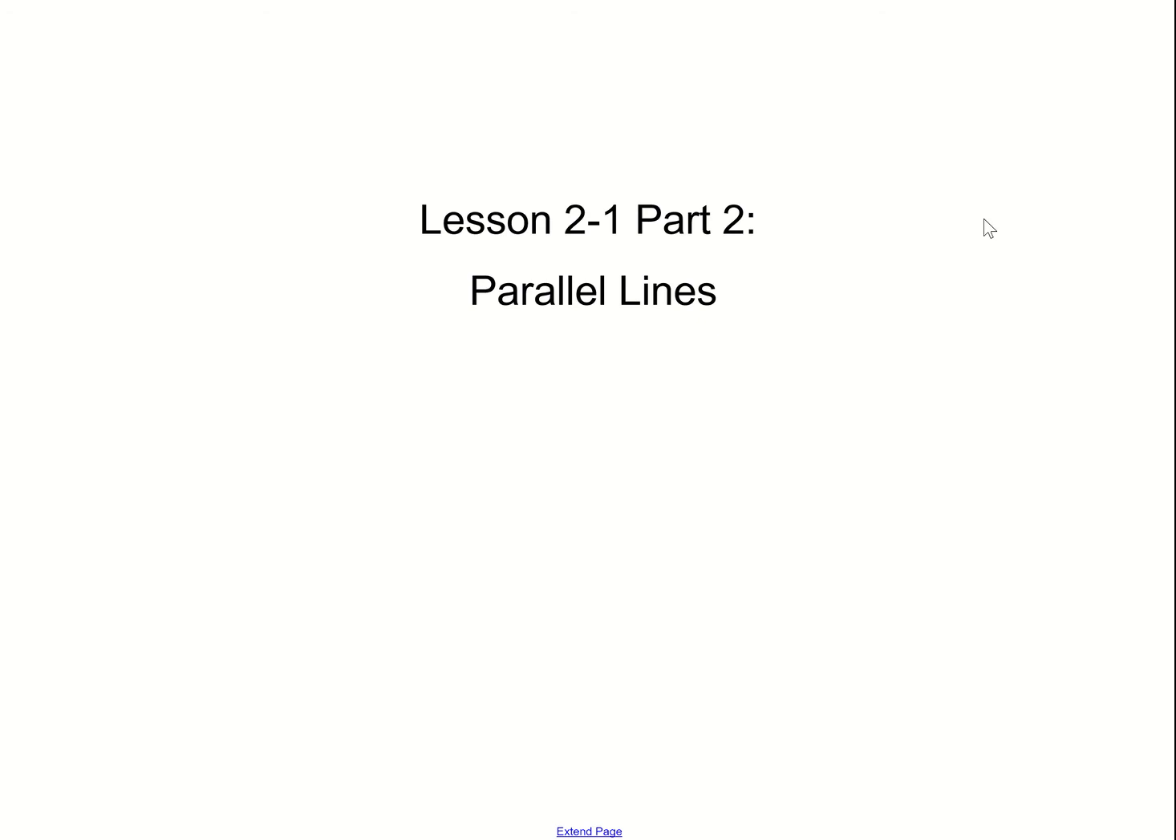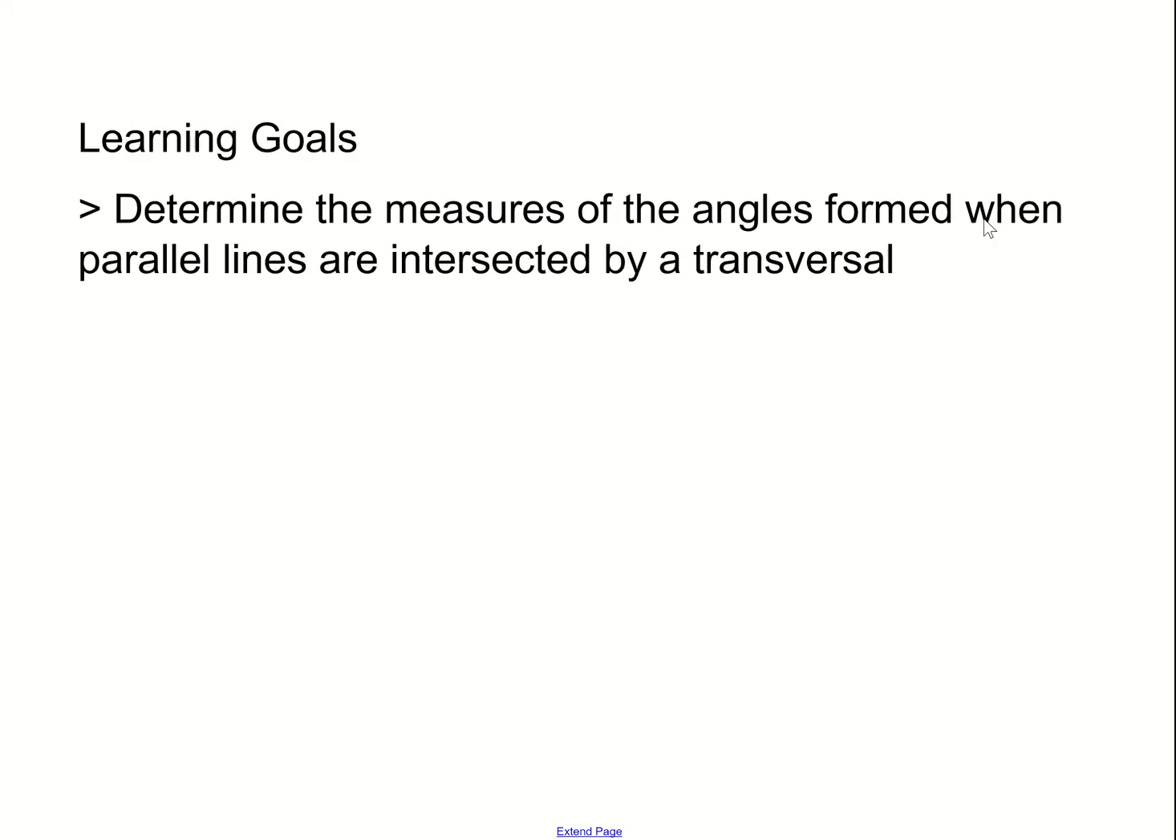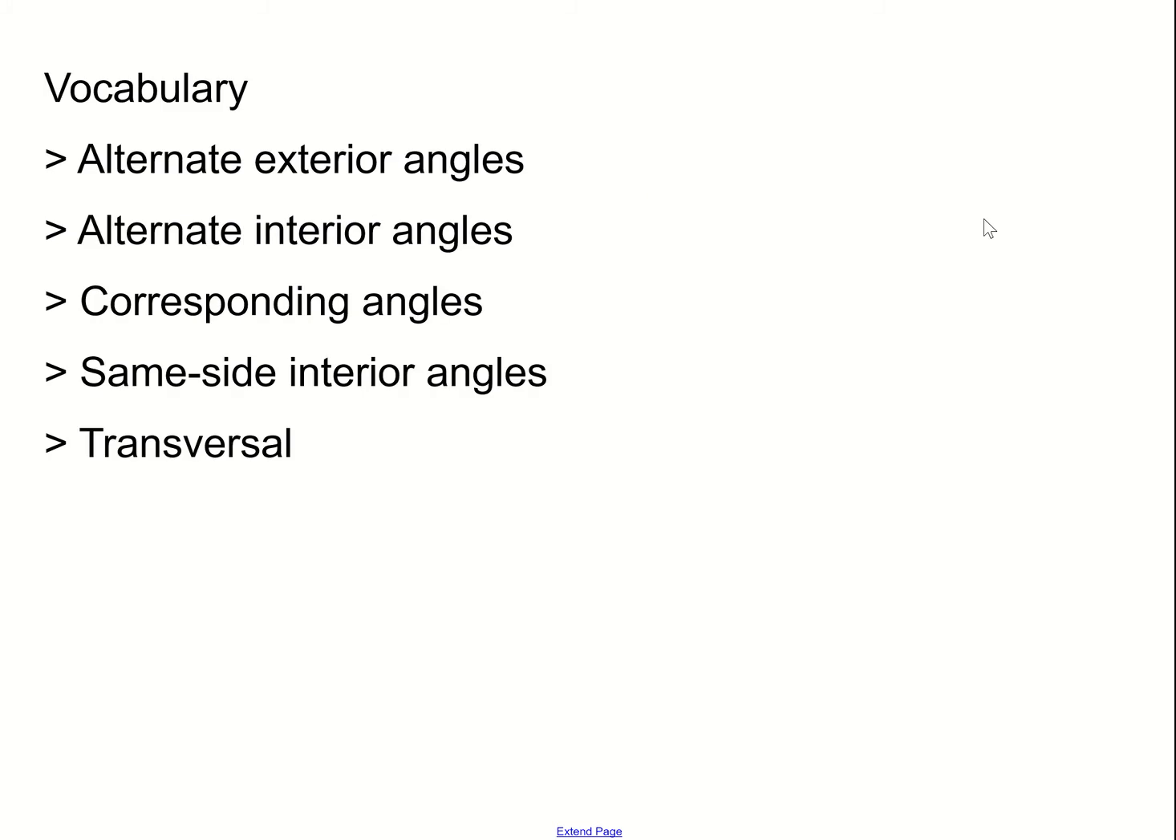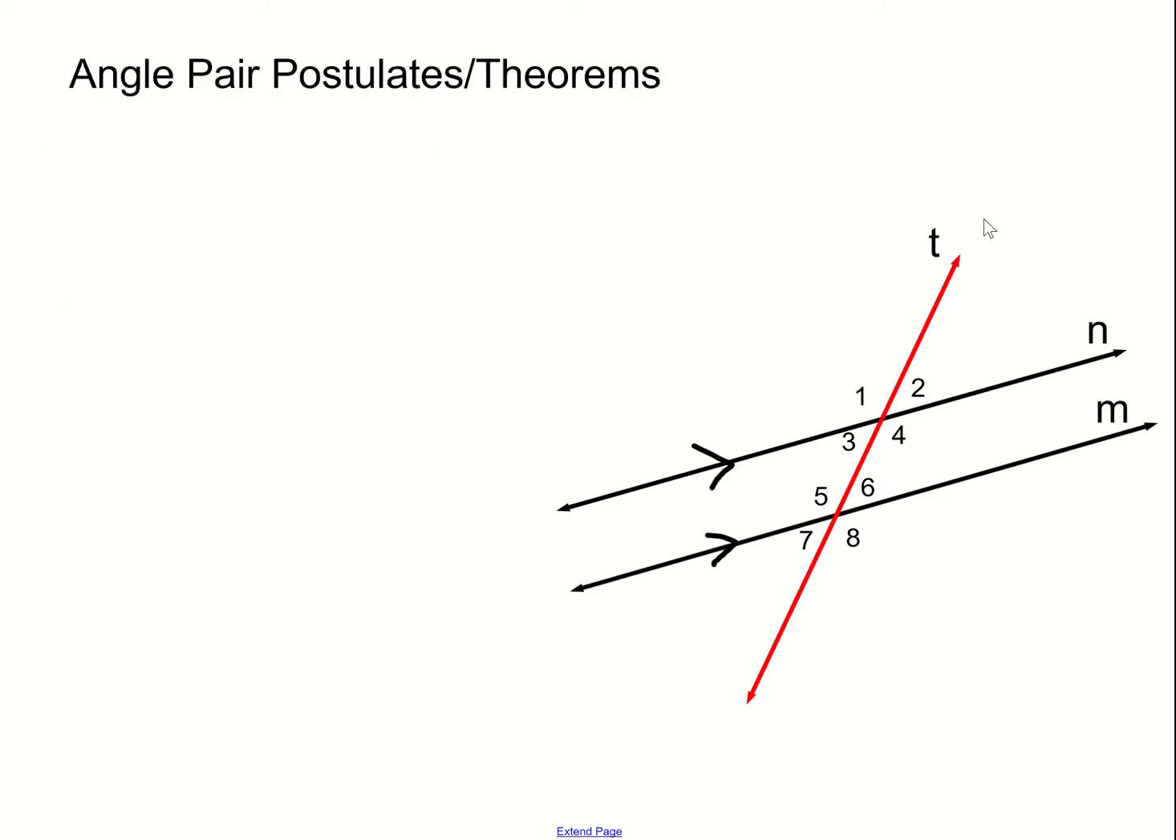So we're going to continue our discussion on parallel lines, and more specifically we're going to prove the theorems that we mentioned in the first part, as they relate to the corresponding angles theorem and the same side interior angles postulate. So we'll be talking about those and using them in proofs. Again, our essential question and learning goals are the same as in the first part, as well as the vocab. So again, let's recap what we mentioned about angle pair postulates and theorems.